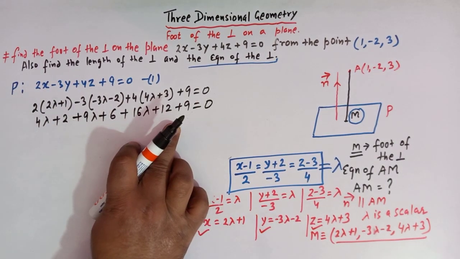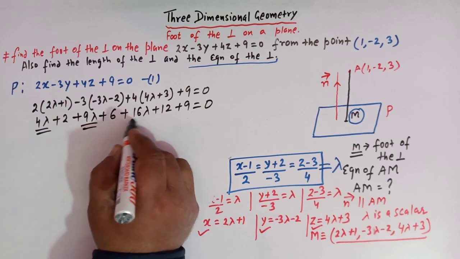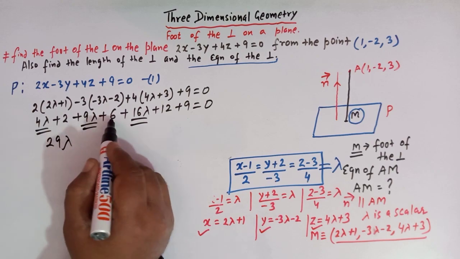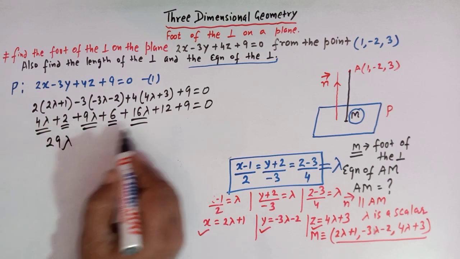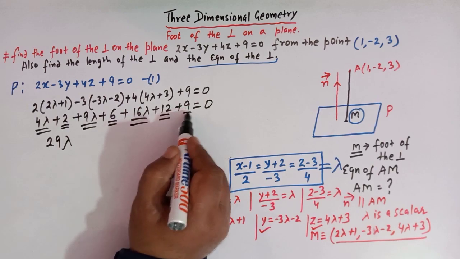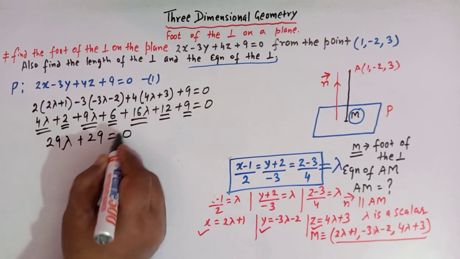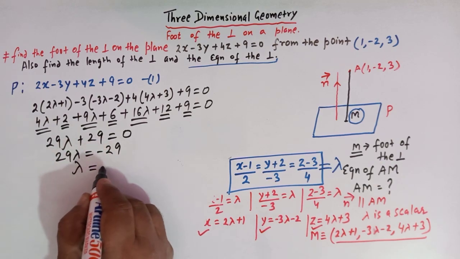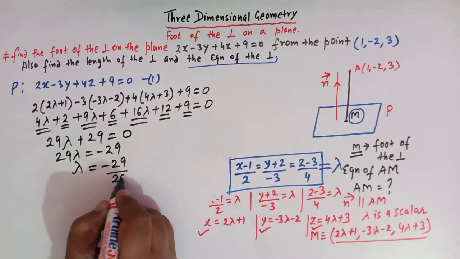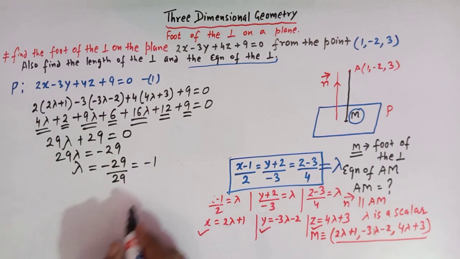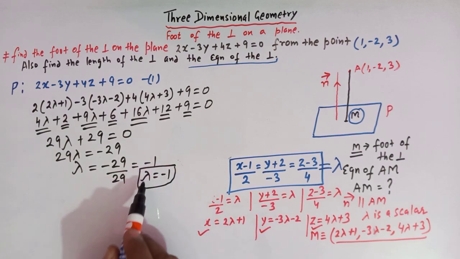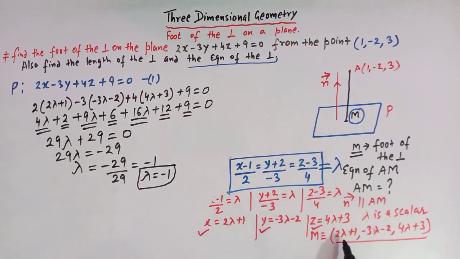Now this is a linear equation in lambda, so we can solve it for lambda. So this is 4 plus 9 plus 16, that is 29 lambda. Here we have 6 plus 2, 8, 8 plus 12, 20 plus 9, 29, right? So now we can write 29 lambda is equal to minus 29. So lambda is equal to minus 29 over 29, that is minus 1, right? So lambda is equal to minus 1.